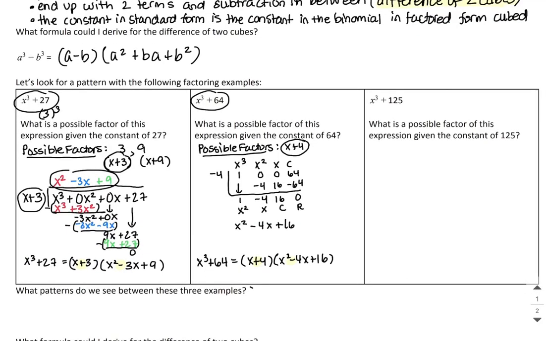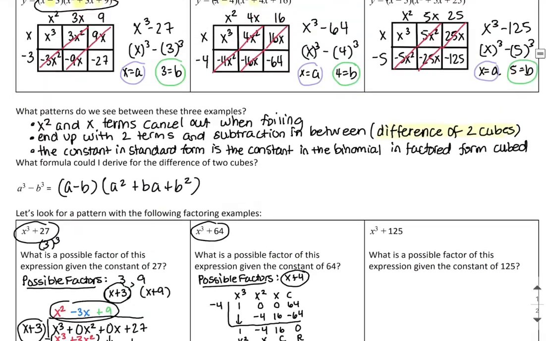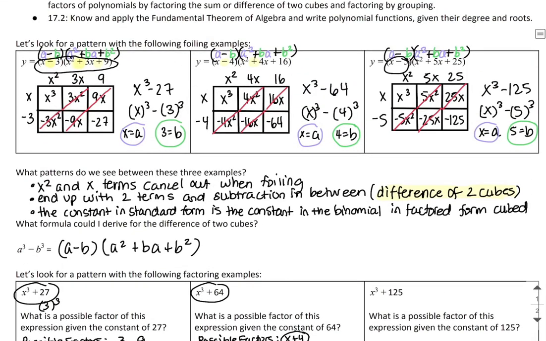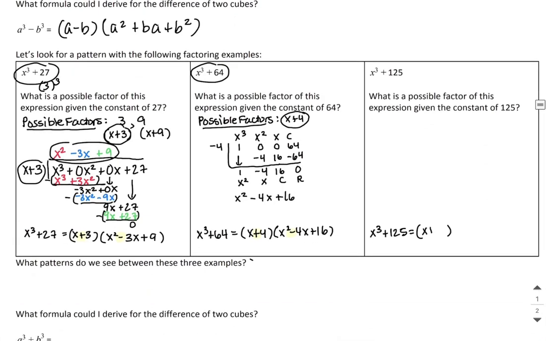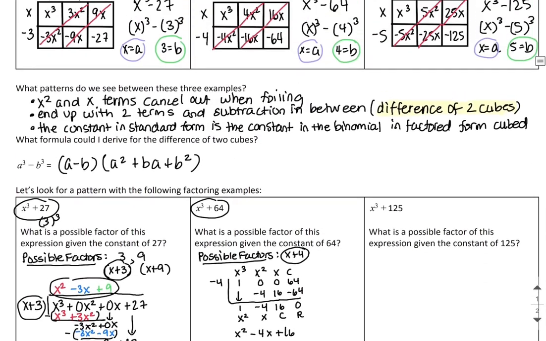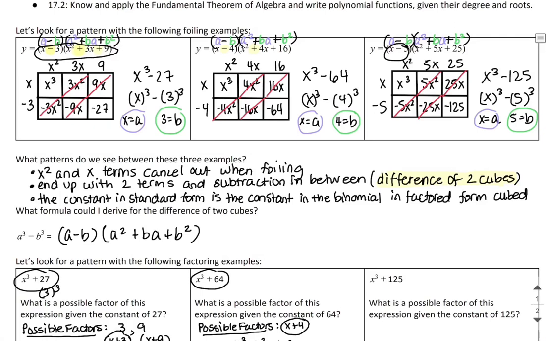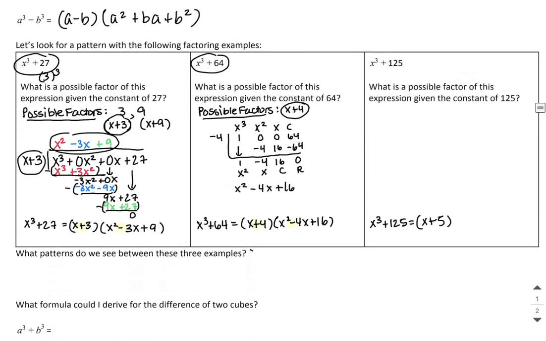So for this last example, without finding the possible factors, I think it's safe to say that x cubed plus 125 breaks down into, instead of x minus 5 here, I'm going to have x plus 5, and instead of x squared plus 5x plus 25, I'm going to have x squared minus 5x plus 25.